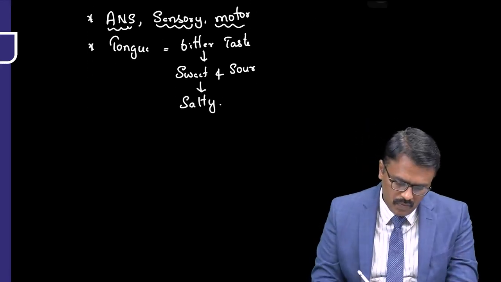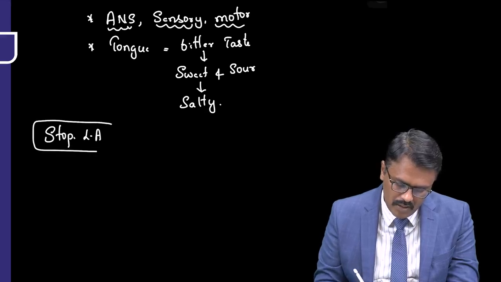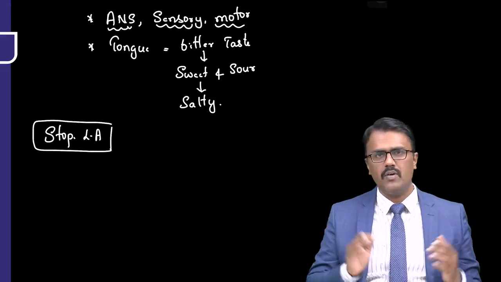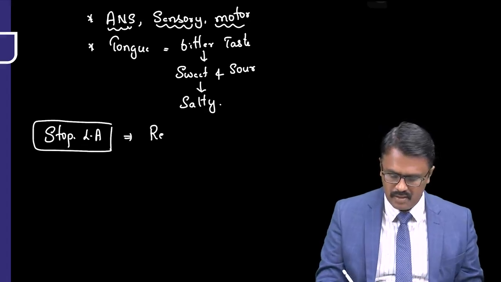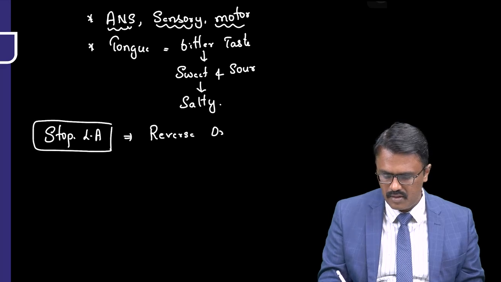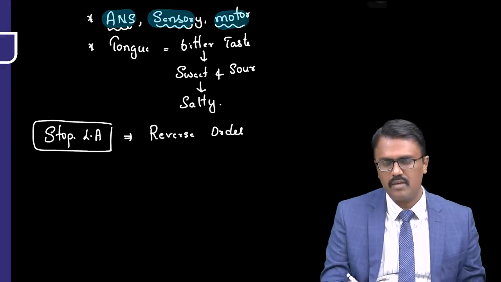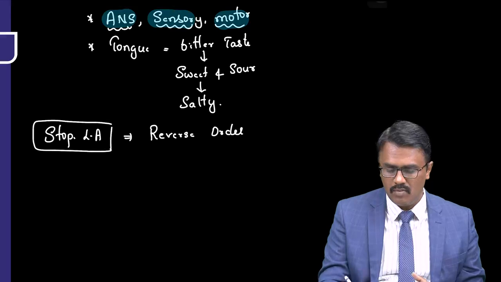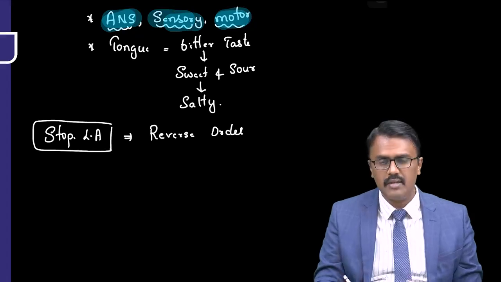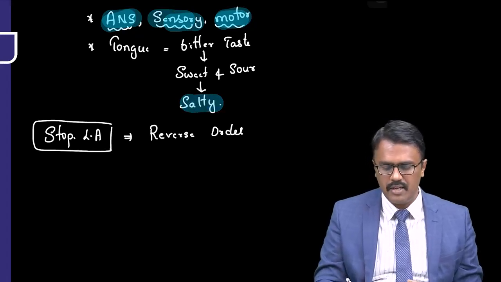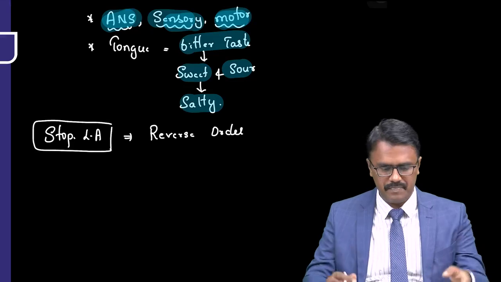Now when you stop local anesthesia, for example, the local anesthetic effect is gone, then who comes first? It is reverse order. Let me take an example here. The first to go is ANS, sensory and motor. Now who will come first? Motor will come first, then sensory, then ANS. Again, if I take the tongue, which sensation comes first? Salty, then sweet and sour, and then bitter taste. So that is the meaning of reverse order.